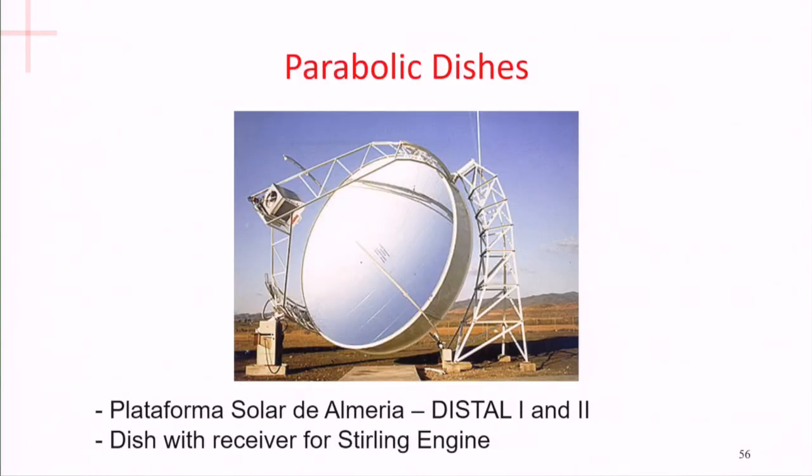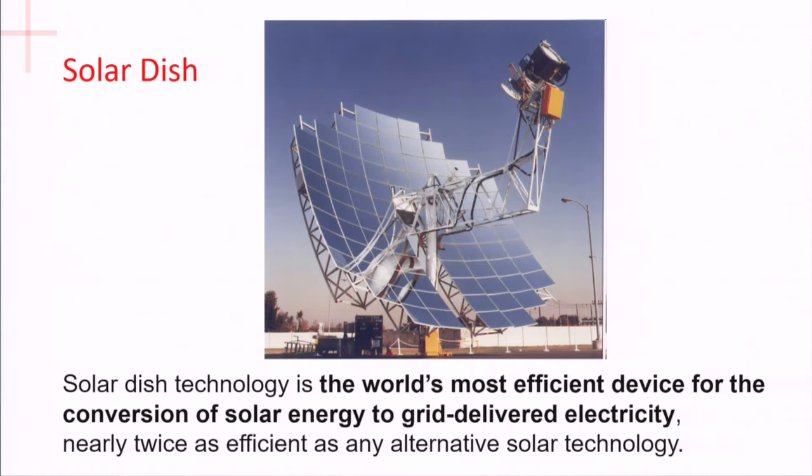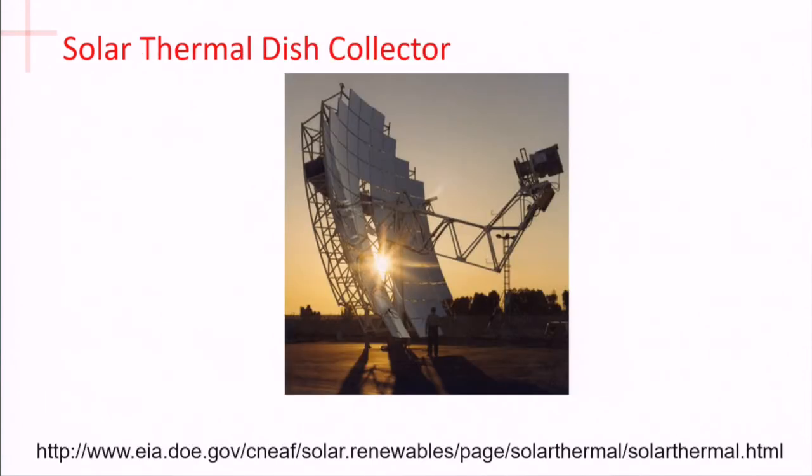Parabolic dishes is again a concentrated point focus where we can get water which can get heated up to 1000 degrees as we have already stated. So, this is a solar dish which is the world's most efficient device for the conversion of solar energy to grid delivery electricity. Then we can have a solar thermal dish collector. All these are equipments, instruments that have been found to be economically viable and technically viable also for the generation of electricity. And in many countries, we find that all of these have been commercially exploited and commercially deployed for generating electricity.